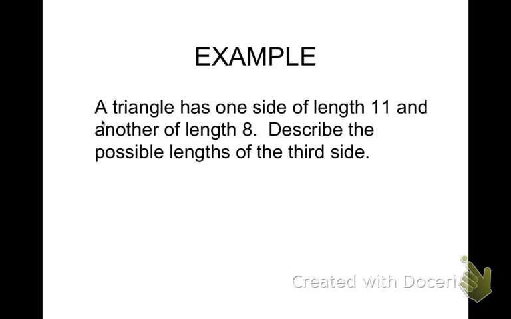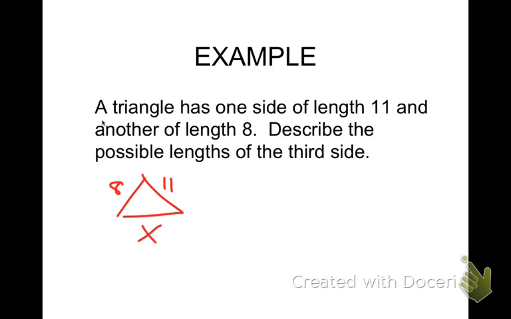So here we have a triangle where I'm giving you 2 of the dimensions. And I'm a visual person, so I like to physically make a little triangle here. One of the side lengths is 11, the other one is 8. So now I need to describe the possible lengths of the third side, keeping in mind that when I add two of my sides together, they must be larger than the third side.